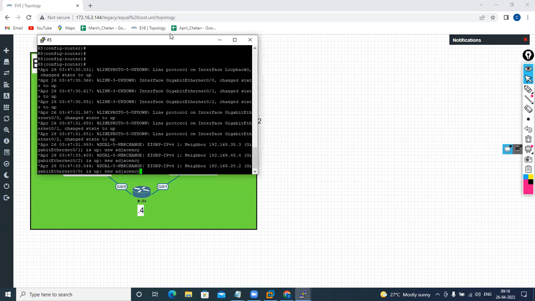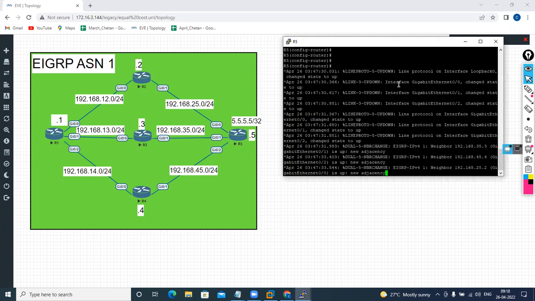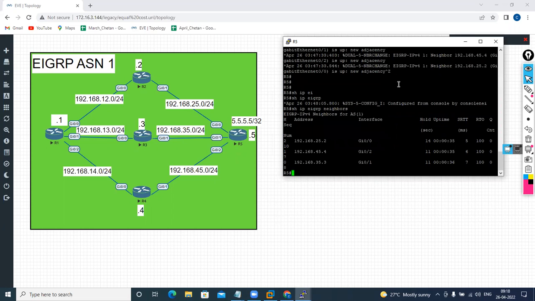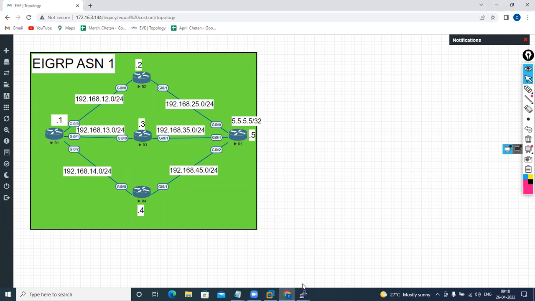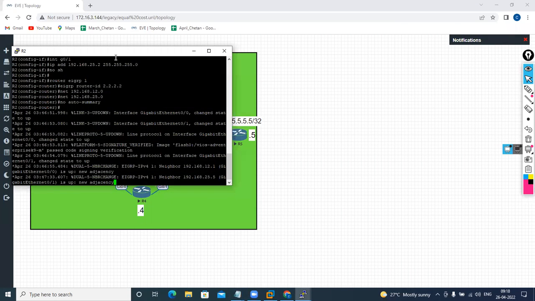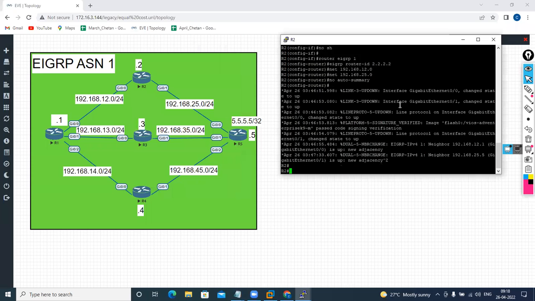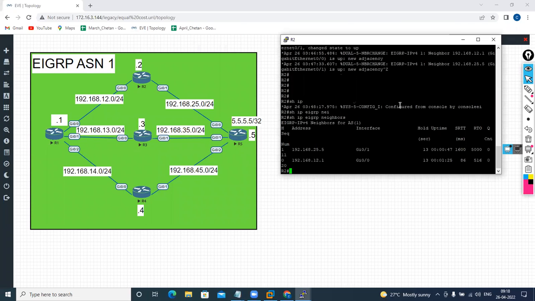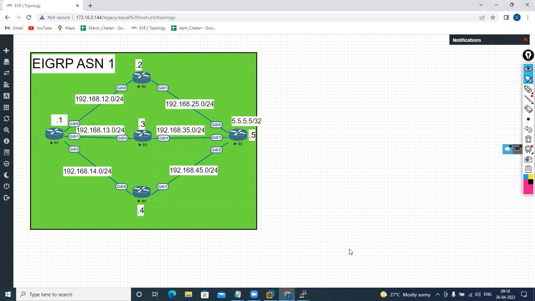Go to R5 and check the neighborship. How many neighbors again? 3 neighbors. Show ip eigrp neighbors. I have 3 neighbors. Fine. How many neighbors on R2, R3, and R4? 2 neighbors. Good. I check on R2: show ip eigrp neighbors. 2 neighbors I have on R2.